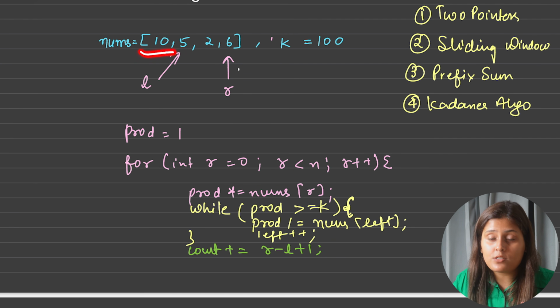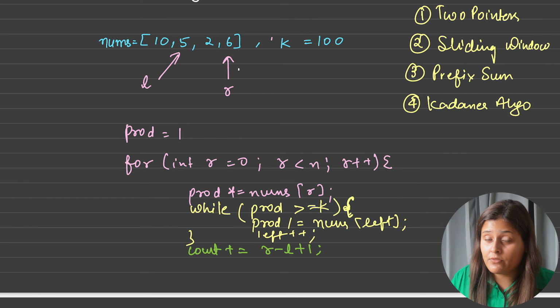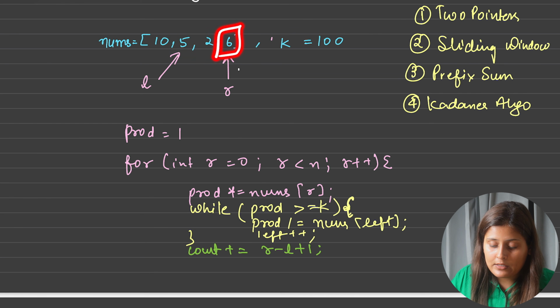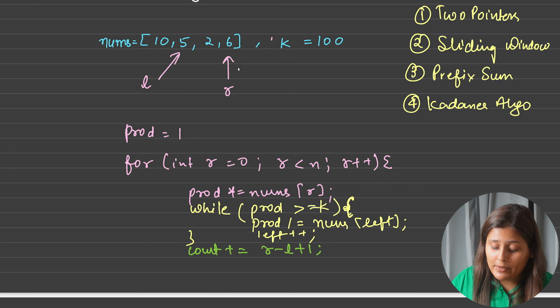which ends with 10 was only 1. Now the number of subarrays which ends with 5 was this also and this also. So total 3. Now the number of subarrays which ends with 2 was this and this. So total 5. Now the number of subarrays which ends with 6 is this, this and this. So 5 plus 3, 8. So the total number of subarrays was 8.